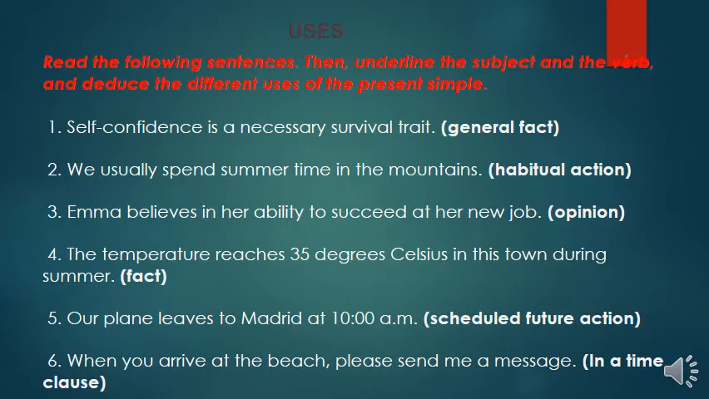Number 2, we usually spend summertime in the mountains. As you can see, we is the subject and spend is the verb. We usually spend summertime in the mountains. It means every year we do this habitually. So the simple present tense is also used to express habitual actions, actions which are repetitive, actions that you always do.